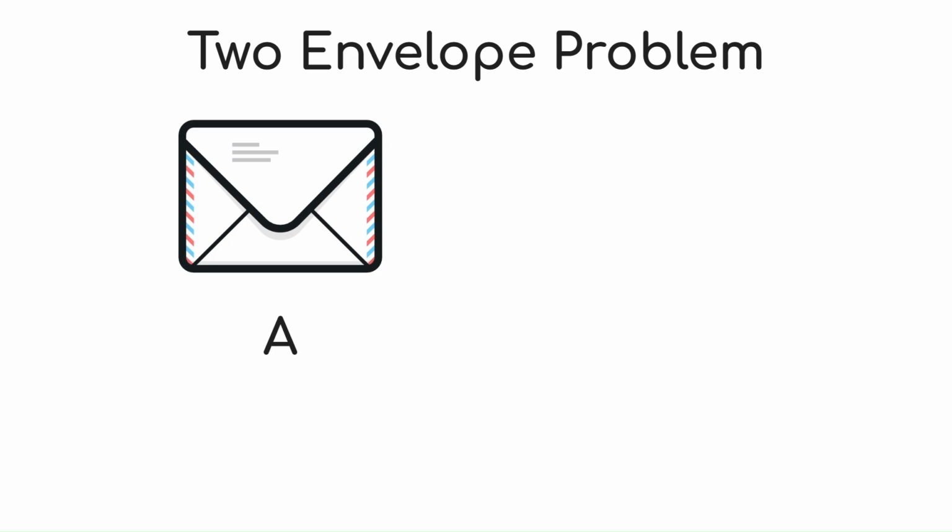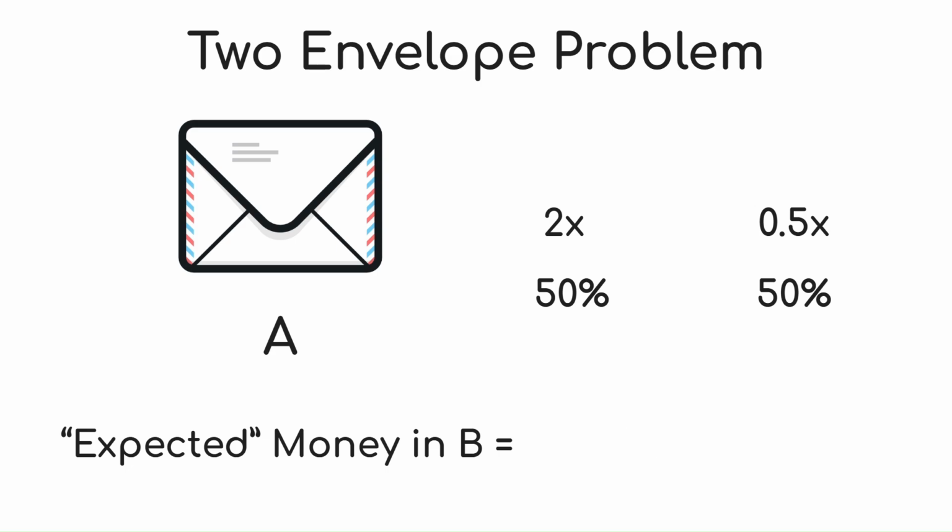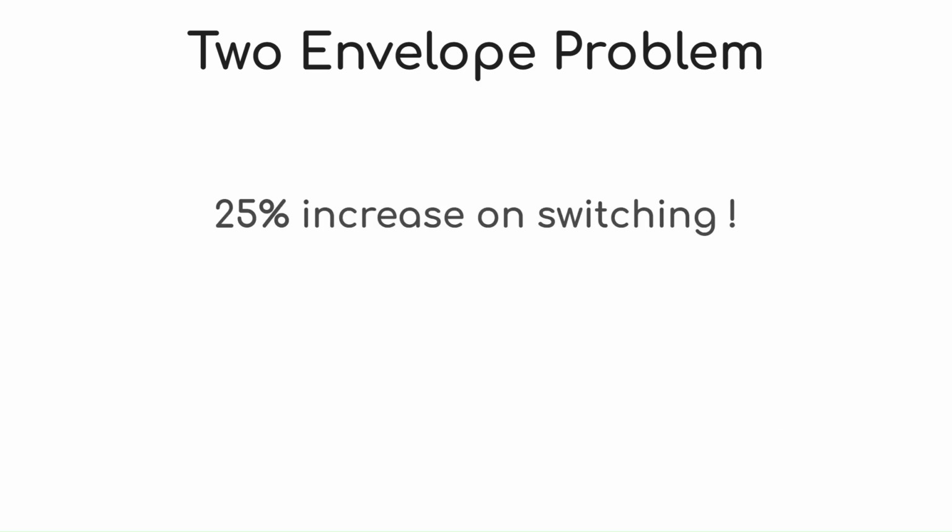We can now calculate the expected amount of money in B. The expected money is half the time 2x and the other half 0.5x, which gives us 1.25x. So voila, we have a 25% increase in expected return if we switch rather than stick with our initial choice.